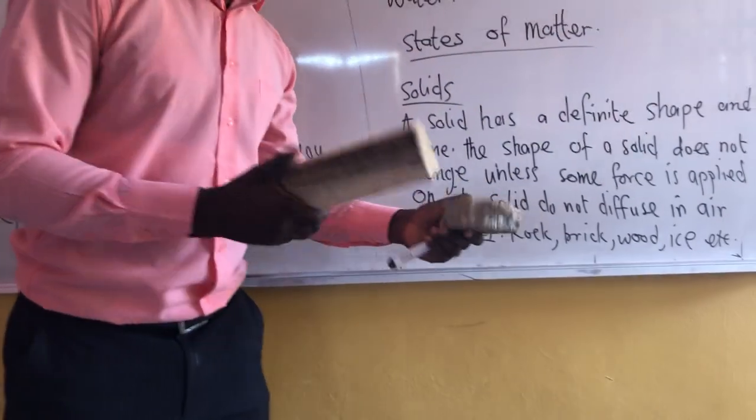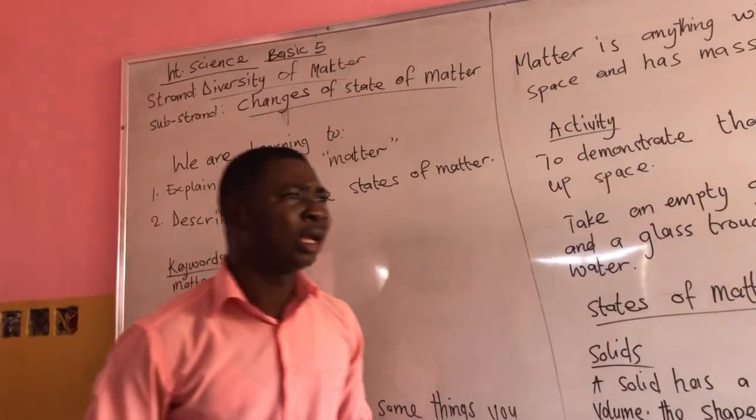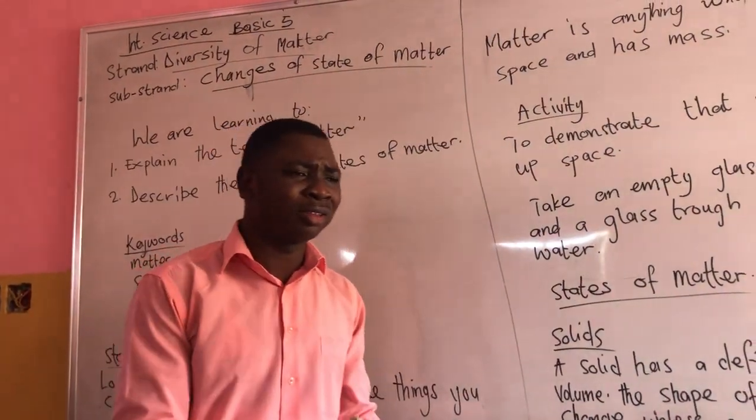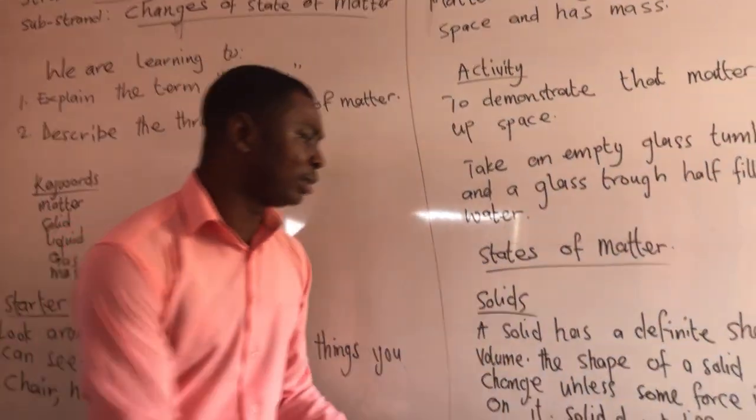Diffuse means that it can spread in the air. When I do this, a solid will not spread because it's hard. So to diffuse in the air means to spread in the air.